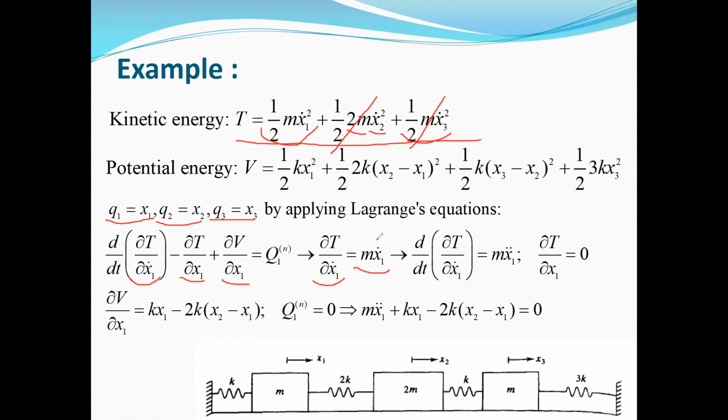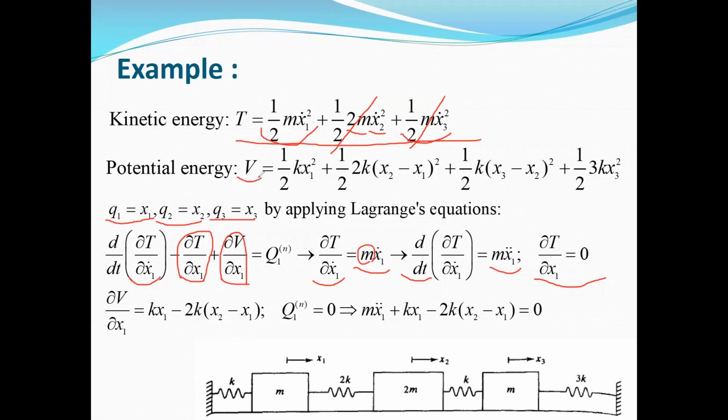And now we need to calculate the derivative of this term with respect to time. Okay, so d/dt of the partial T with respect to x1 dot is equal to m x1 double dot, because m is a constant value. This is the mass of the system, and the derivative of x1 dot with respect to time is x1 double dot, which is the acceleration. The second term in the Lagrange equation is the partial with respect to x1. The partial of T with respect to x1 is 0, because there is no x1 in the kinetic energy, so this term is 0. And the third one is the partial of potential energy with respect to x1.